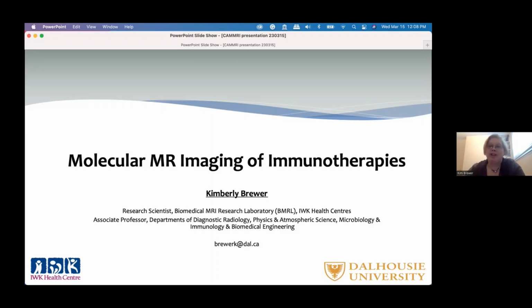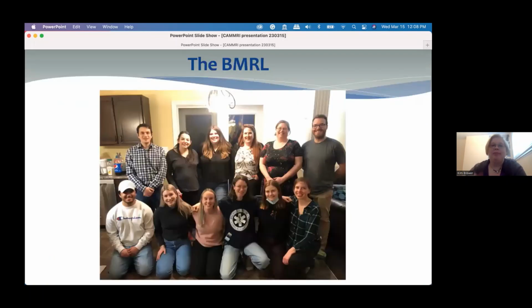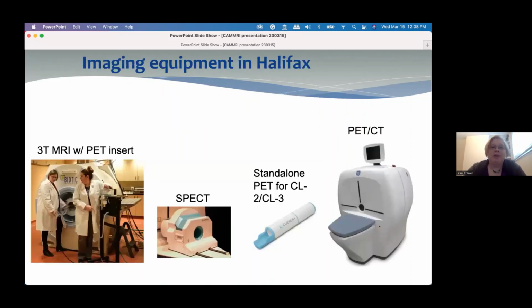MRI of immunotherapies. So I just want to start. This is not quite up to date, but a relatively recent picture from my lab. We have a lot of undergraduate students in particular, as well as grads and postdocs and a research tech. So just a little bit, because I'm sure we're a small center and not necessarily many people know about us.